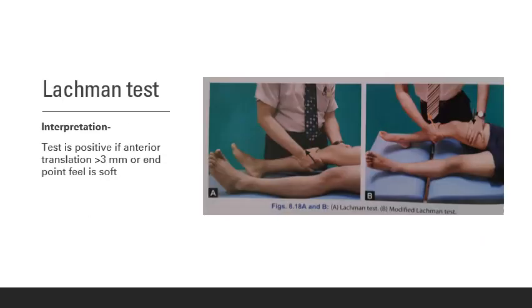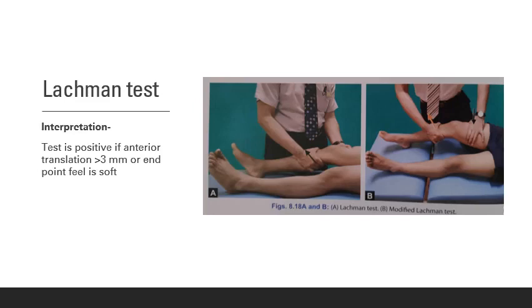Lachman test. It is more sensitive test for ACL tear than the anterior drawer test and is more useful in acute injuries of knee where the knee cannot be flexed up to 90 degree. Method: the patient lies supine on couch with knee extended for right knee. Examiner holds the lower end of the thigh of the patient with his left hand and the upper end of the leg by right hand. Knee is gradually brought into 15-20 degree of flexion.